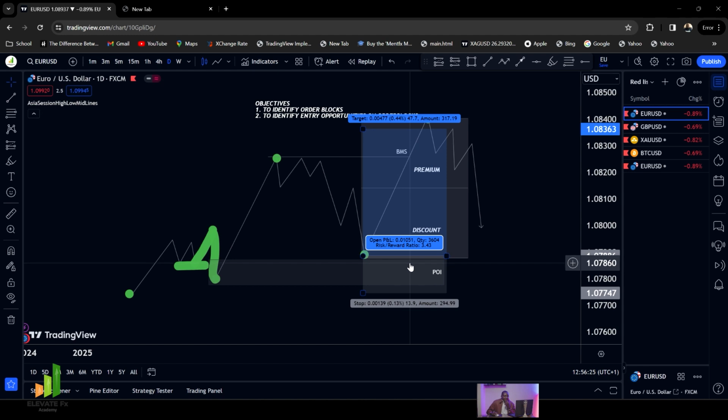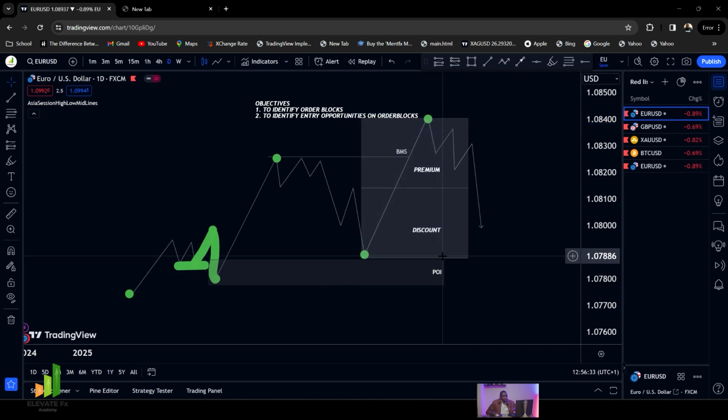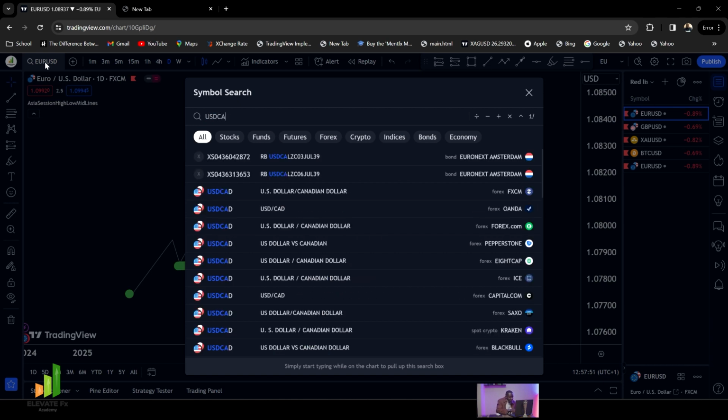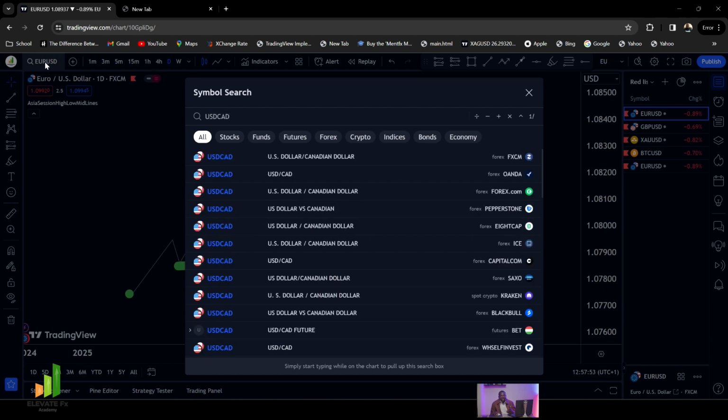So now let's go ahead and look at these examples on the charts. Let's see exactly what we want to do on the charts. So what currency should we? I don't want to look at anything on my watch list. Let's go with USD CAD, for instance. USD CAD is the US dollar, Canadian dollar.